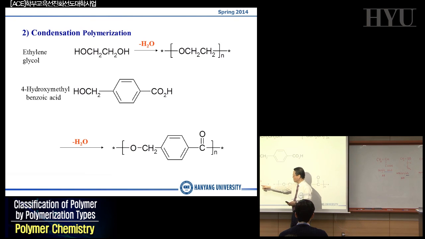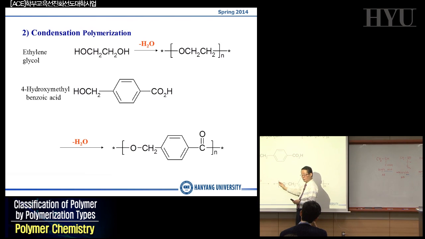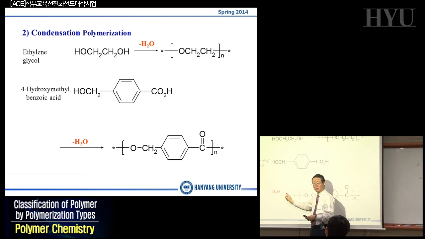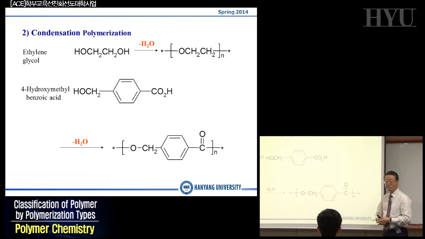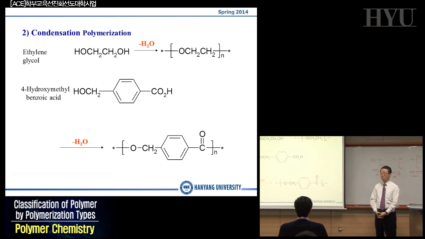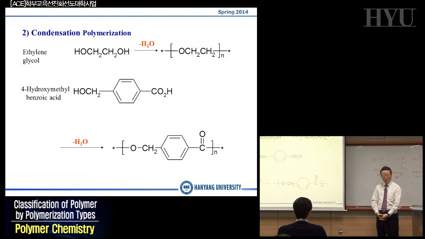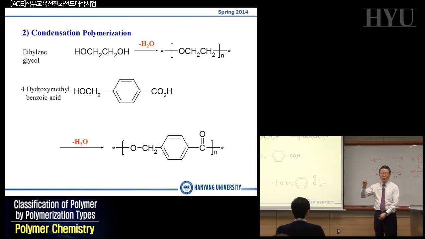Now, the arrow is coming from left to right, monomer to polymer. If the arrow is polymer to monomer, right to left, what happened? Degradation reaction, yes. It degrades your polymer to become small molecular weight components.